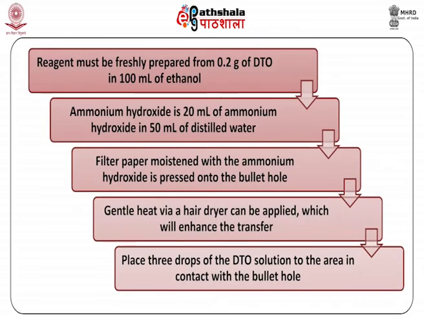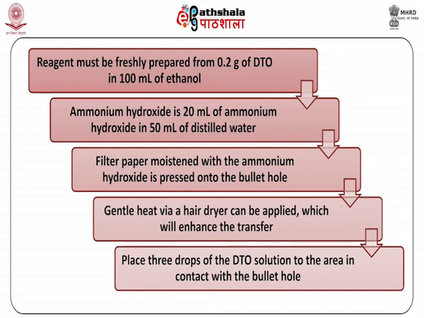The reagent must be freshly prepared from 0.2 gram of DTO in 100 ml of ethanol. The ammonium hydroxide is 20 ml of ammonium hydroxide in 50 ml of distilled water. A filter paper moistened with the ammonium hydroxide is pressed onto the bullet hole. Gentle heat via a hair dryer can be applied, which will enhance the transfer.